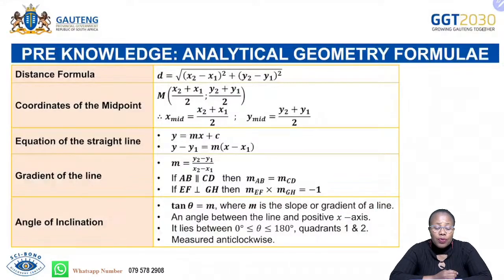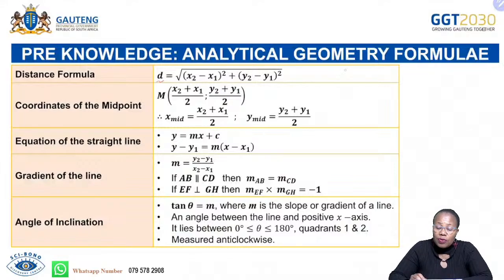And then you need to know your formulae that you will be applying, and some of them you'll find at the back of your question paper on your information sheet. You have a distance formula, written D to cover all the distances, and that is the square root of (x2 minus x1) squared plus (y2 minus y1) squared.